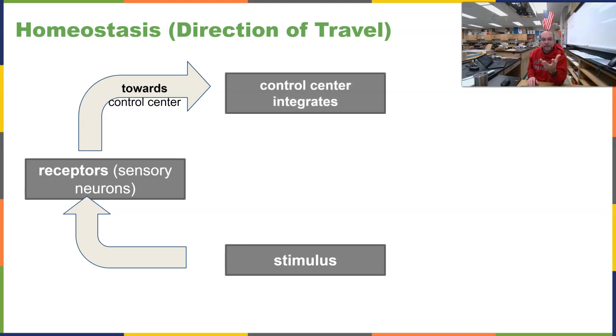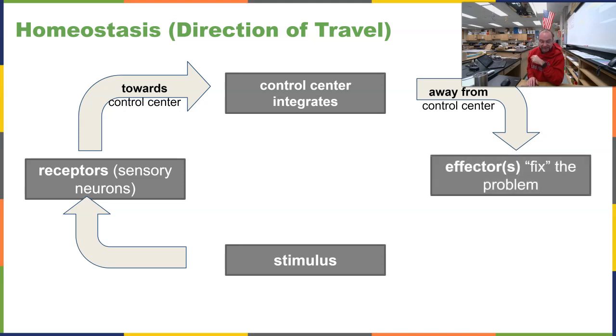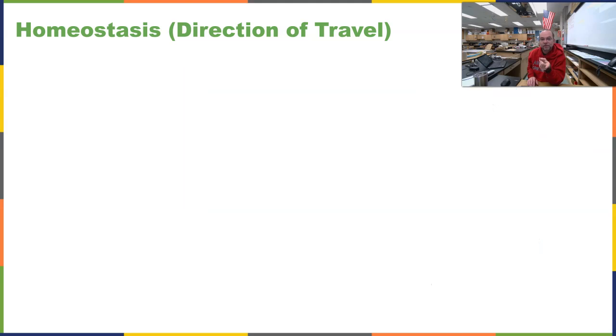The control center integrates all these impulses, all these signals coming in, and decides what to do. Then the control center sends impulses or signals away from the control center to the effector or effectors, if there are multiple, and those effectors then kick in and attempt to compensate for the stimulus and bring you back down to a normal set point. Okay, so that's basic direction of travel.